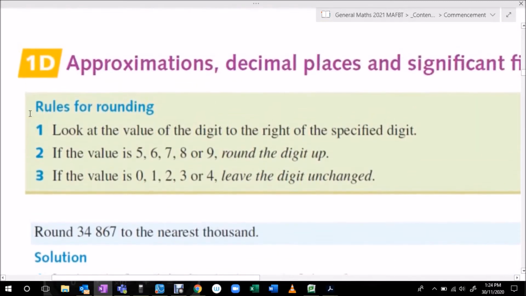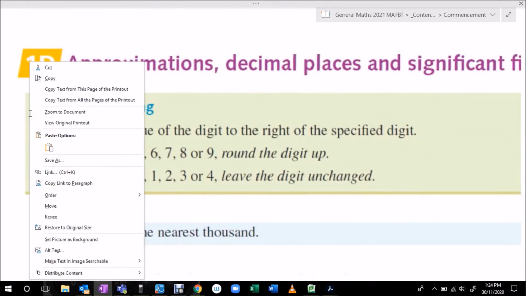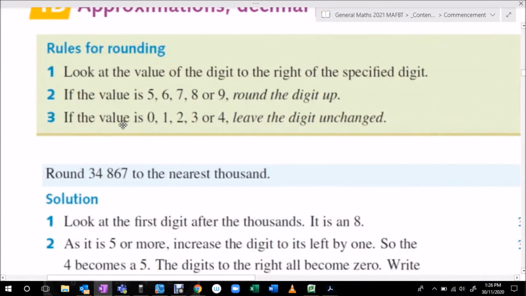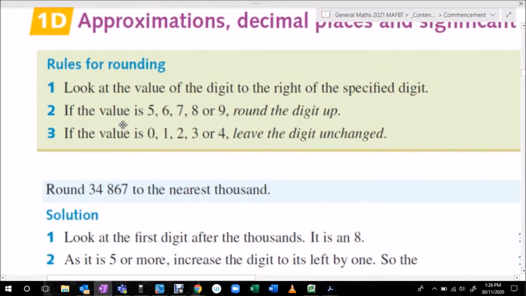All right, so in year 10, 8 and 9 and whatever year levels, you would have learned at some point how to round your numbers, how to approximate numbers. So let's do some rounding here. Some rules for rounding: look for the number of digits it tells you to round to. If it asks you to round to 2 decimal points, the nearest 100, nearest 1,000, read that properly and make sure you understand what it's telling you to round to. Now, look to the right of the specified digit.